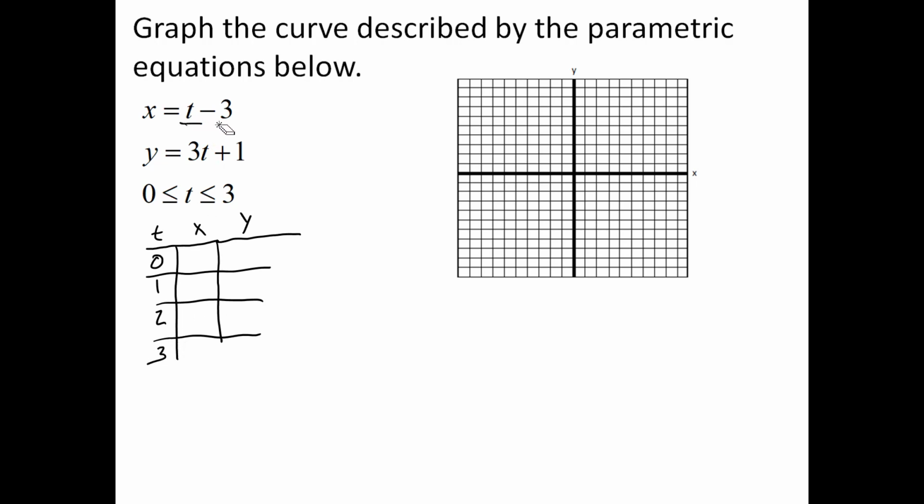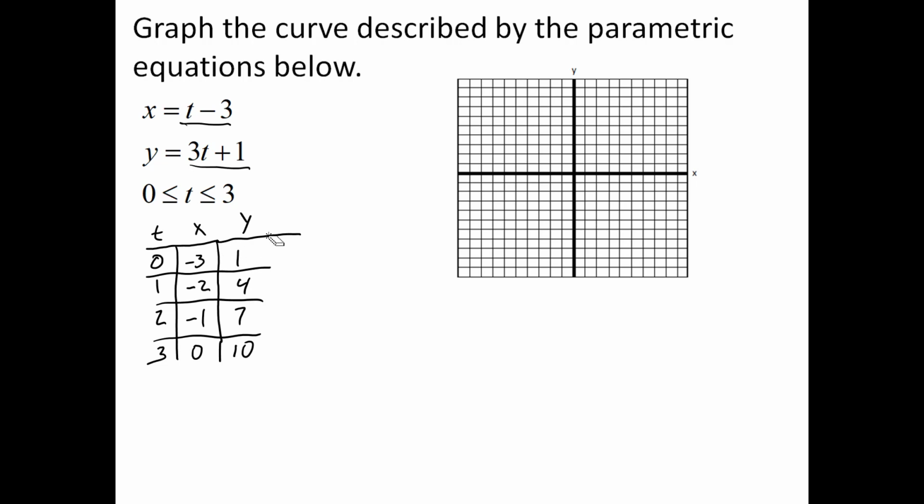When you put in 0 into the x formula, you get negative 3. And when you put in 0 into the y formula, you get 1. When you put in 1 into the x formula, you get negative 2, and into the y formula, you get 4. When you put 2 into the x formula, you get negative 1, and into the y formula, you get 7. And when you put in 3, you get 0, and into the y, you get 10. And this is what you plot.